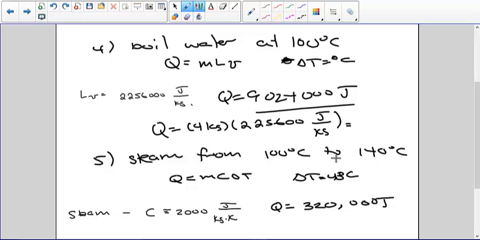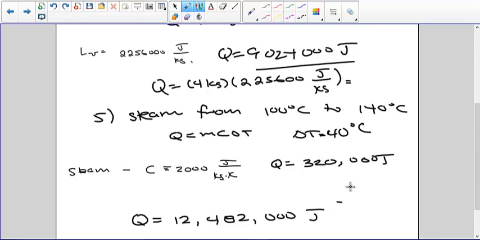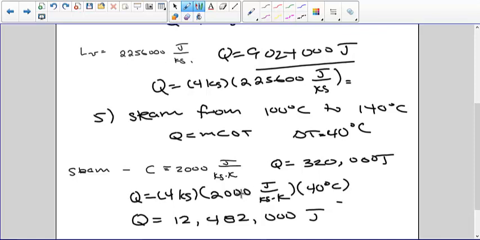We know it's one phase because if it was a phase change, we wouldn't have a temperature change. So we have a temperature change of 40 degrees C, and we have the same mass. And so what you do is the Q here is going to be 4 kilograms times the specific heat of steam, which is 2,000 joules per kilogram Kelvin, times 40 degrees C. And if you multiply those together, you get that number.